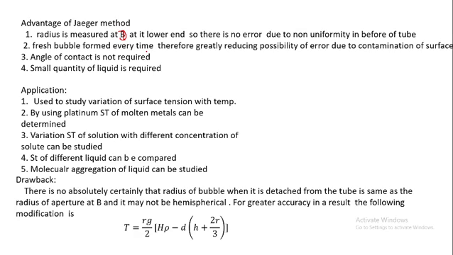So for greater accuracy, you can modify the above equation. The modified equation is like this: r g (H rho minus D). Now this H is the depth, and it is r H plus twice r upon 3, where r is the radius of the capillary tube. So this is the only one disadvantage or drawback of the application of Jaeger's method.